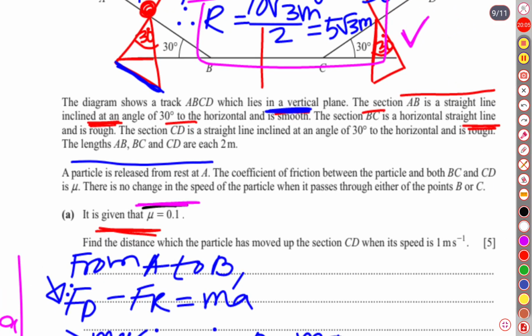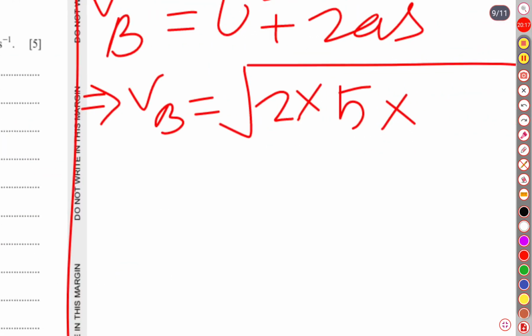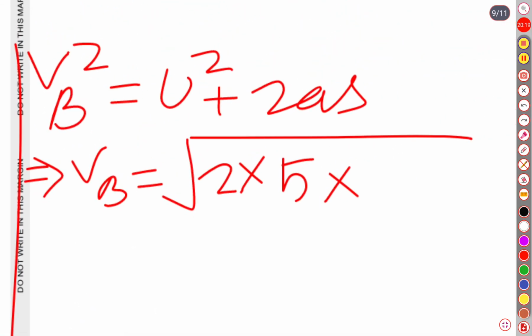Each of the parts A to B, B to C, C to D is 2 meters. This is 2 meters. So every section has a length of 2 meters. So everywhere we will use 2. It is going to be 2. Well, hence final velocity at B is equal to what? 20. So 2 square root over 5.